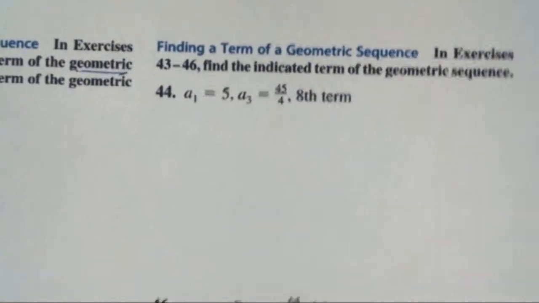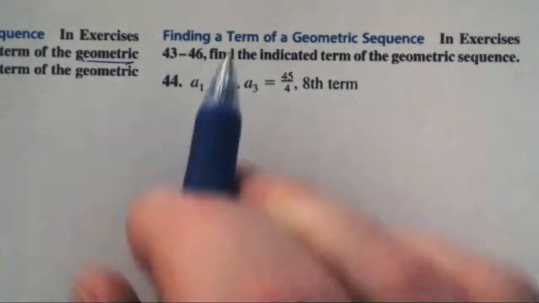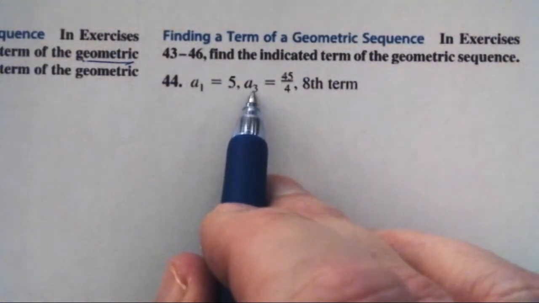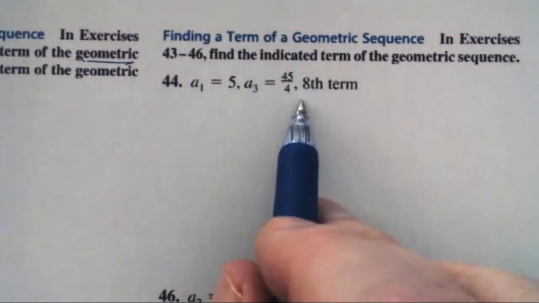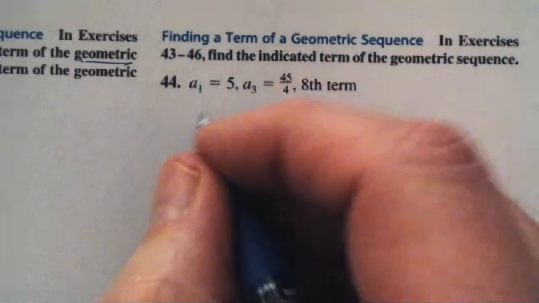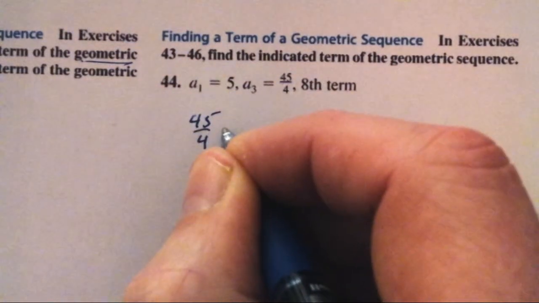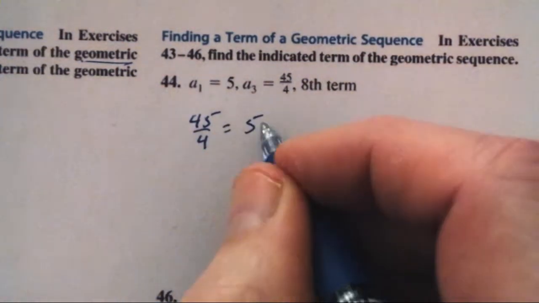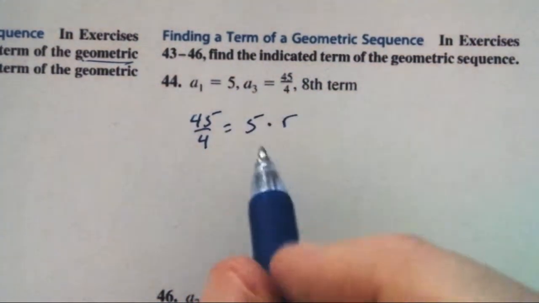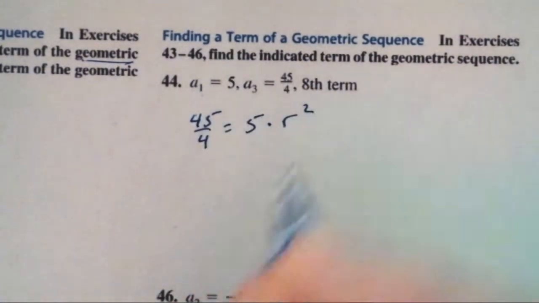All right, 44. Here's where we have to trust our algebra. You're going to see what I'm talking about there. We've got a first term, we've got a third term. Find the indicated term. To get to the 8th term, I need to know what the ratio is. So, at one point, we made it to the third term. We started with 5. We multiplied by our ratio. How many steps to get from the first to the third term? 2 steps.